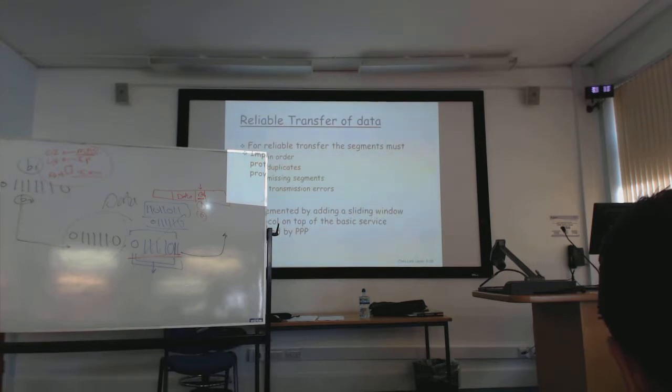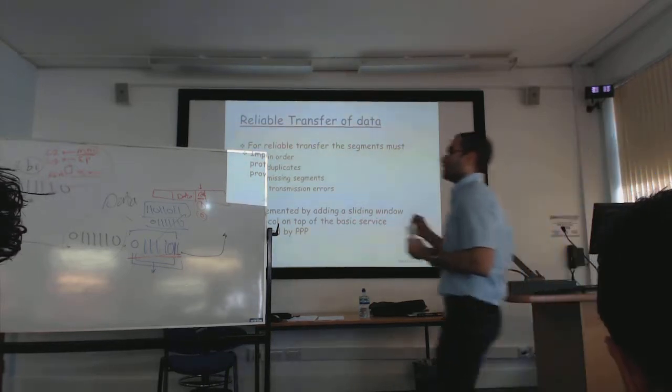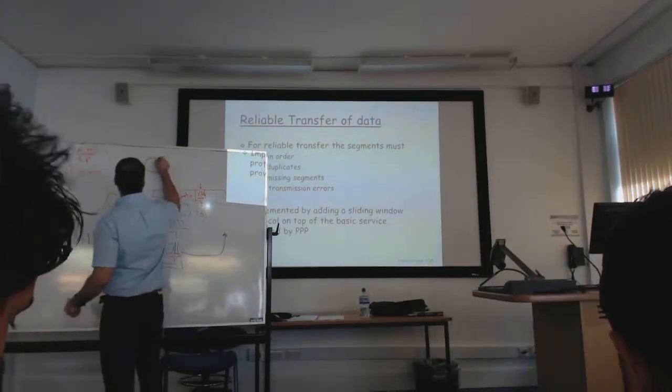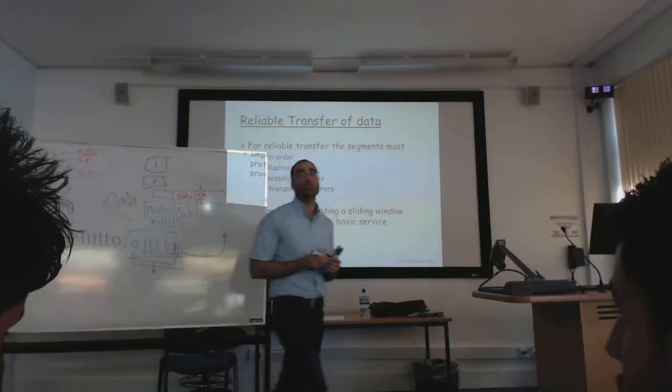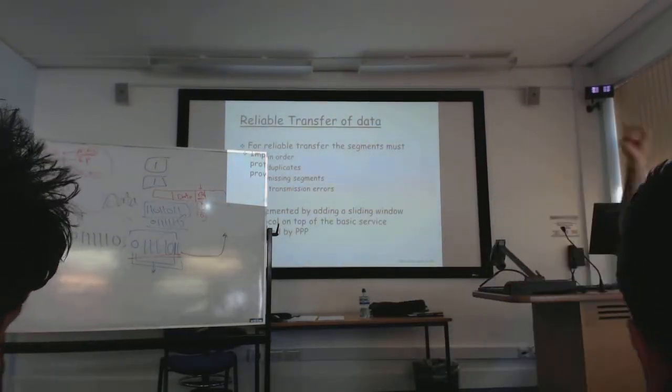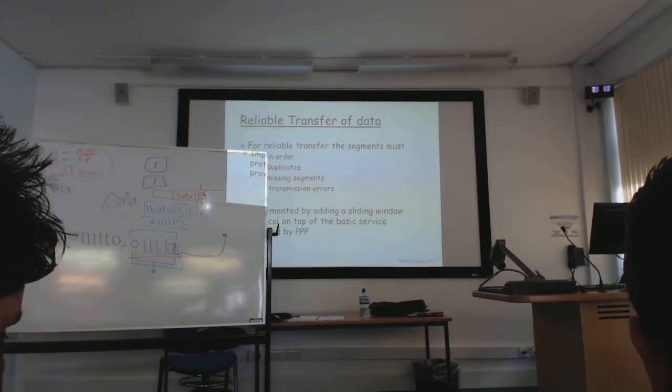One, they must be in order. Second, there should be no duplicates. I.e., if I'm sending frame, let's call it 1, for any reason that should not arrive duplicated, i.e., two 1s at the destination. That should be flagged, that should be recognized.